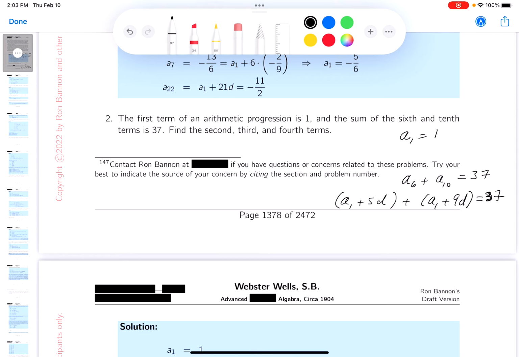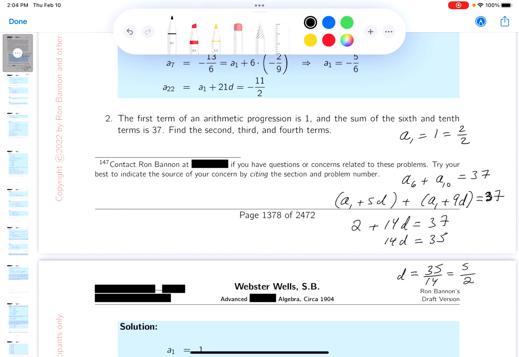37. But let's write this down. A1 is just 1, and I've got two A1s, so it's 2, plus 14D equals 37. 14D equals 35. D equals 35 fourteenths. I'm going to reduce that. 7 goes into 14 2 times, and it goes into 35 5 times. So the D is 5 halves. So if A1 is 1, that's the same thing as 2 halves.